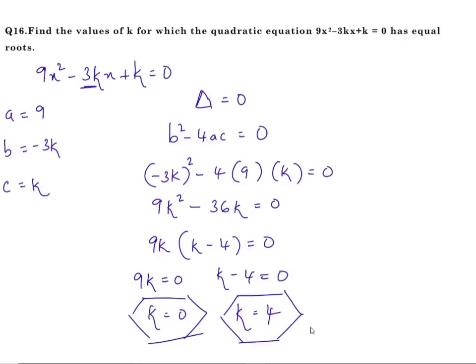When the roots are equal, discriminant equals 0. When roots are equal, what you get? Discriminant delta equals 0. What is discriminant value? Discriminant delta is b square minus 4ac. What you need to do is just substitute equal to 0 because the roots are equal. b square is minus 3k square. What you get? 9k square minus 4ac is 4 times 9 into c is k, that is 36k.